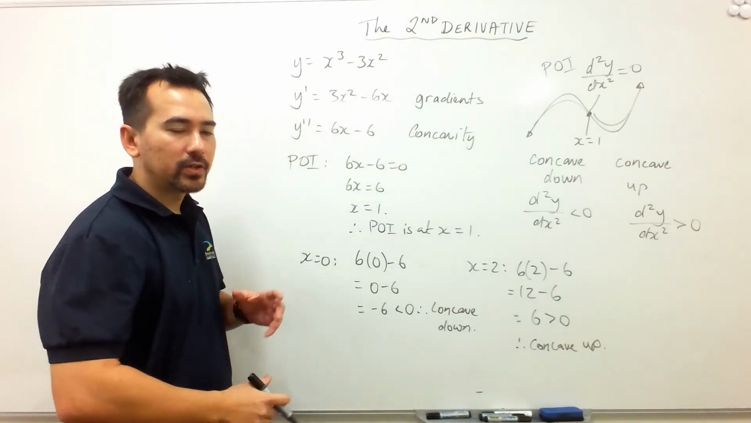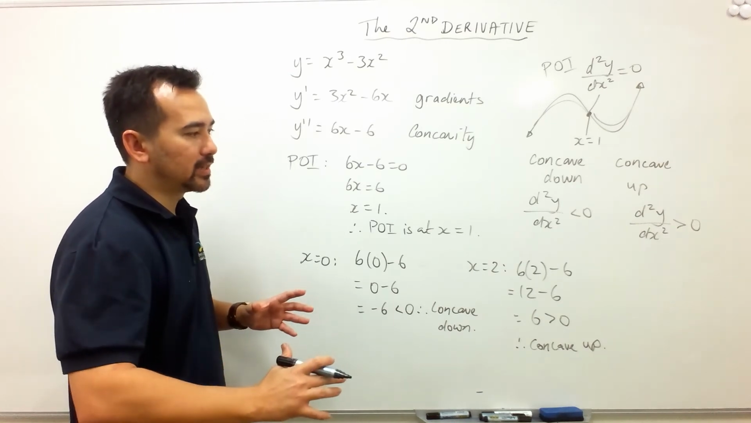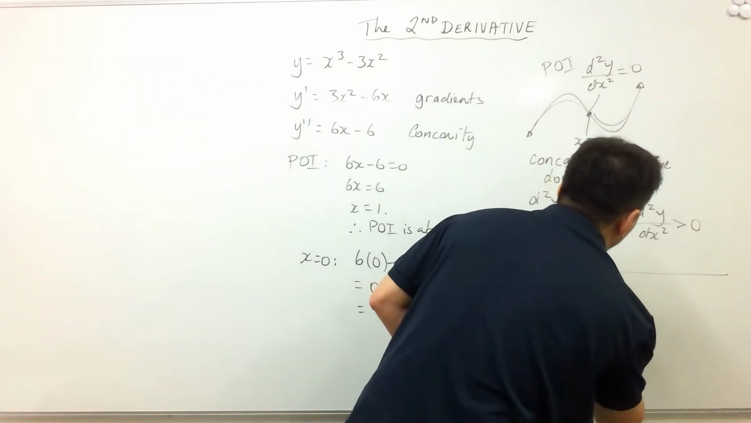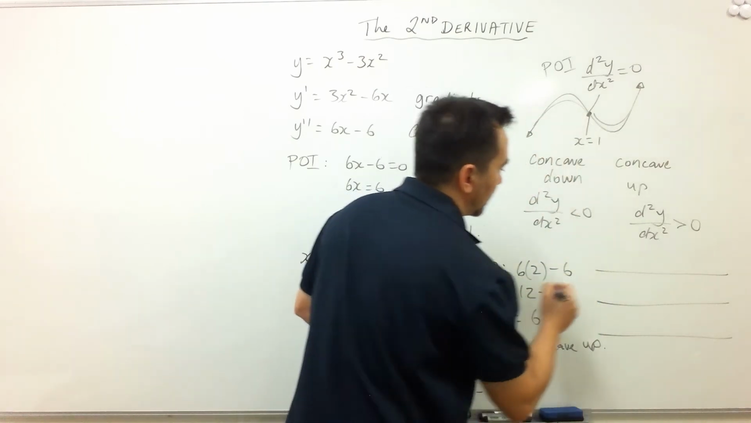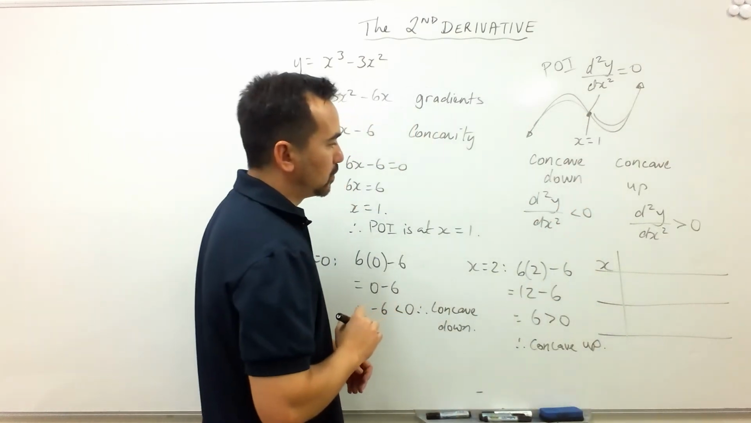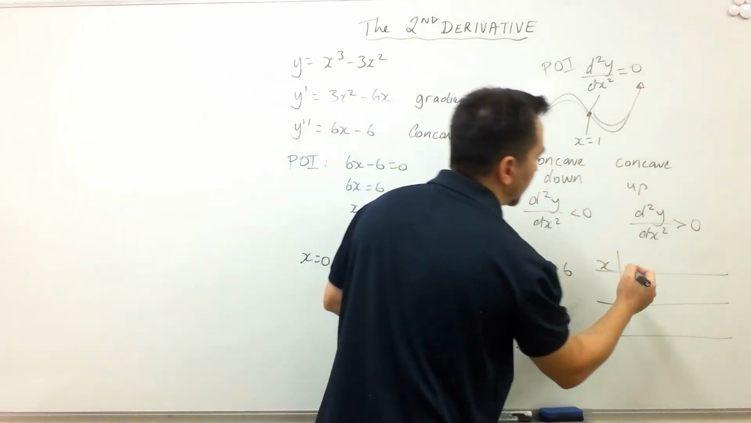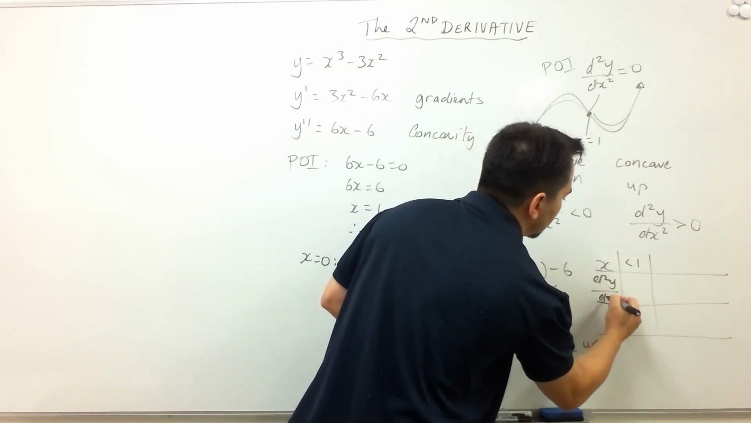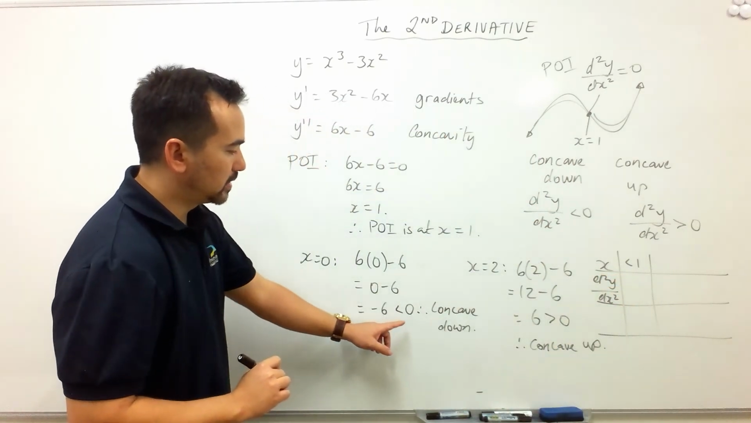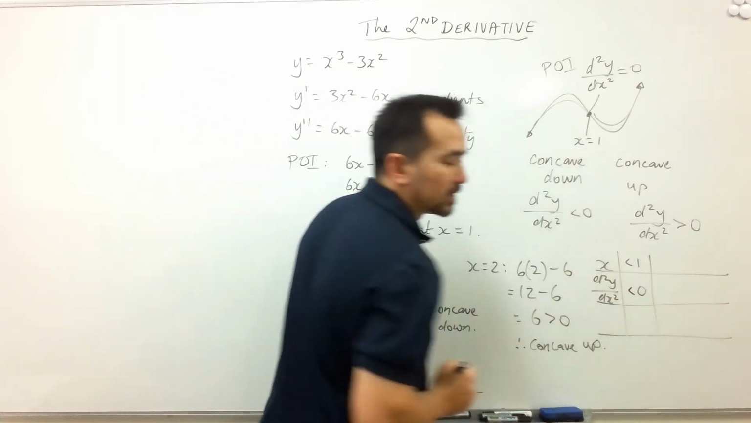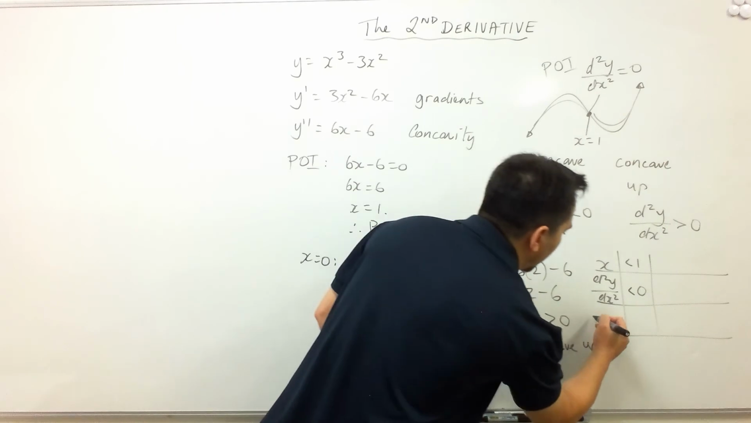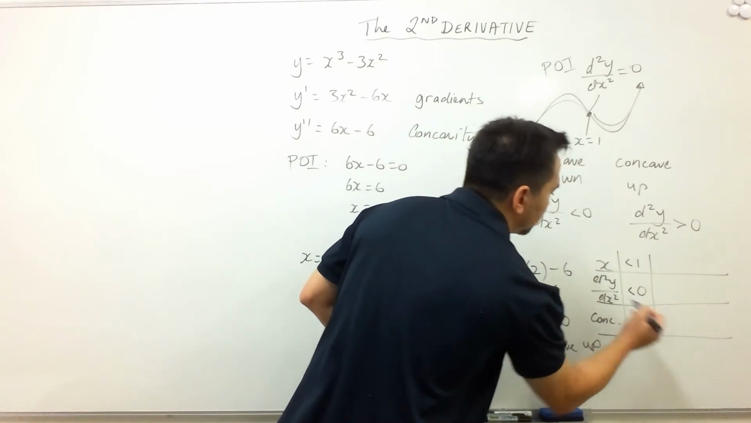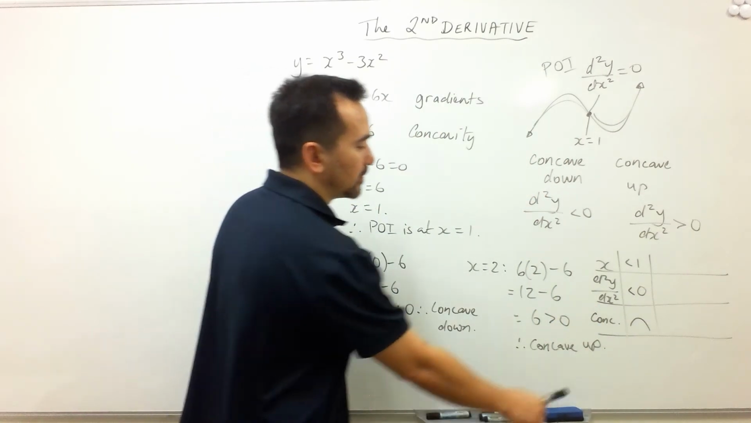So I'm just going to show you a quick little way to illustrate this for your exams. Okay? So we know that when x was to the left of 1, we had the second derivative tell us that the value was negative, smaller than 0, and the concavity was concave down. Okay, there's our symbol for concave down.